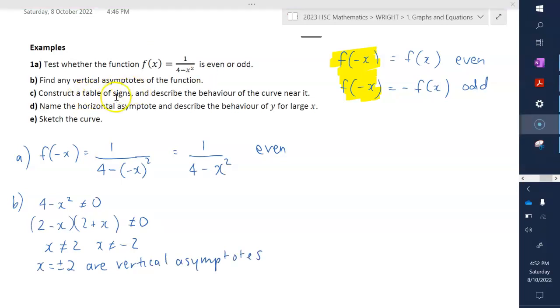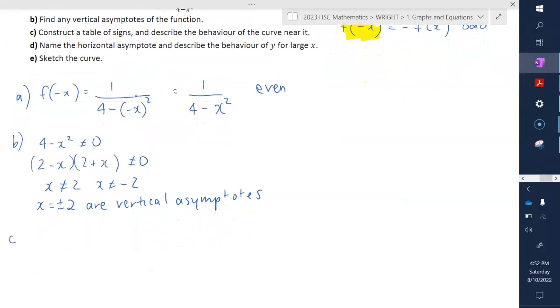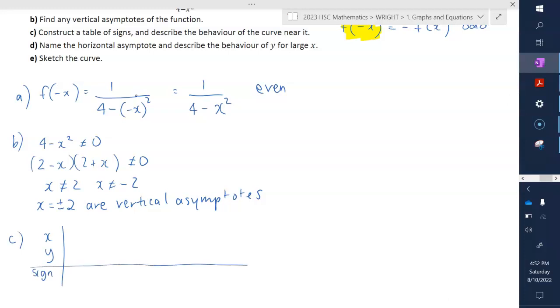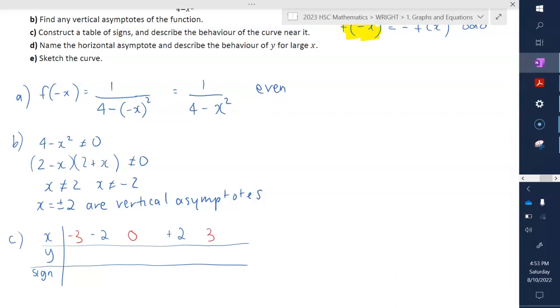Part C says to construct a table of signs and describe the behaviour of the curve near it. So we've been doing those for a little bit now. So the table of signs: x, y, and our sign. We're popping in any information that we already have. And what we know is we have asymptotes at minus 2 and plus 2. And we need to pop in some values around that. So we want our value to the left of minus 2, which would be, I'll pick minus 3, nice and close. In between minus 2 and 2, I'm going to pop 0 in because I like that one's nice and easy. And we might pick 3 as well.